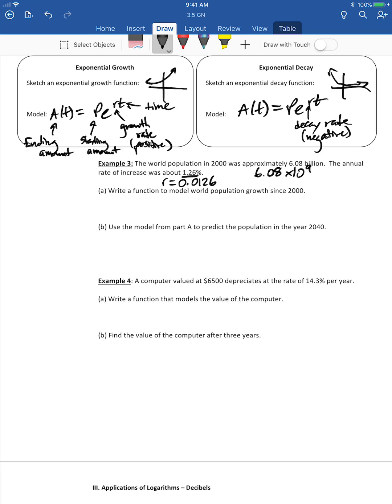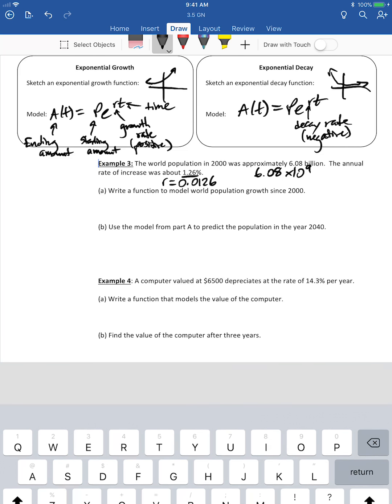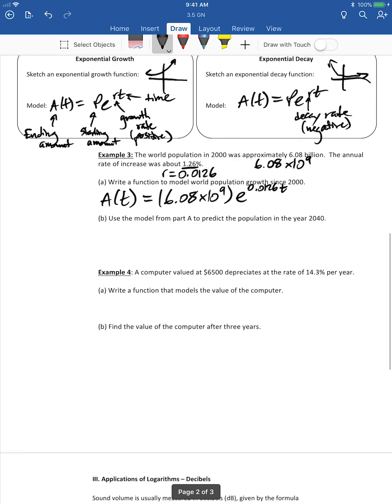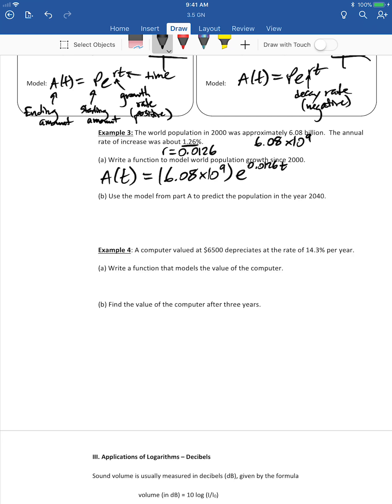So write a function to model world population growth since 2000. Well, I know I'm using my model up here. A of t equals my starting amount. So if I'm starting in 2000, that's 6.08 times 10 to the 9th times e to the, my growth rate is 0.0126 t. And then t is what I'm plugging in. And that's it. That's really all that I have to do here.